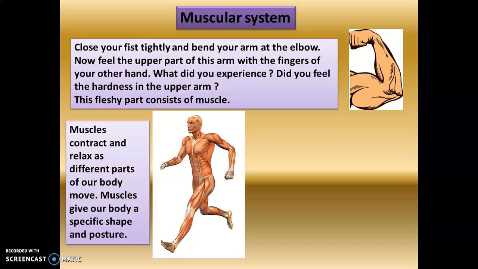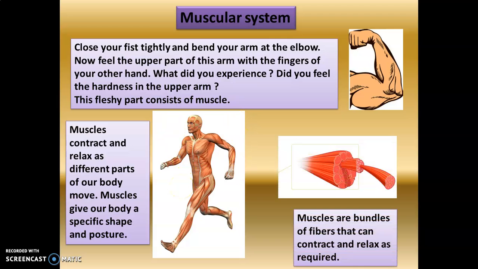So the muscles contract and relax, and we will study later in the lesson how muscles help in doing various activities. By contraction and relaxation of muscles, they help the body parts to move. Also they give shape, and posture means a definite shape, to the body. So that is the function of muscles.